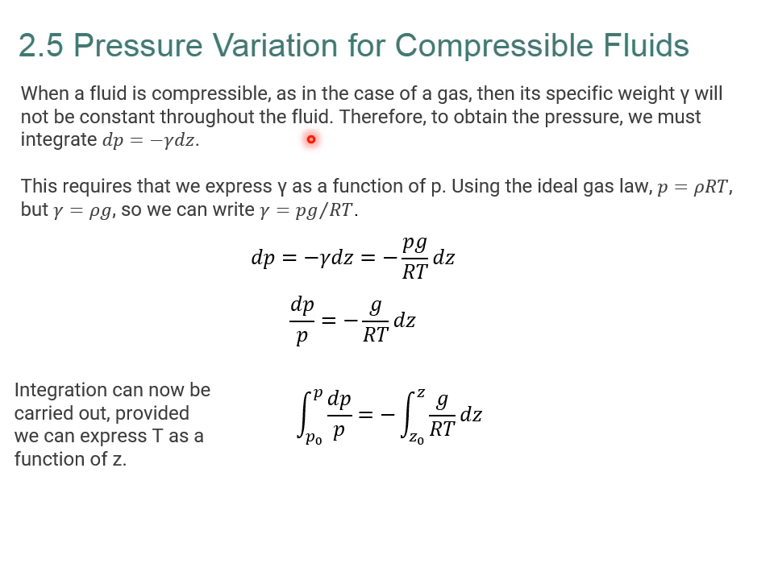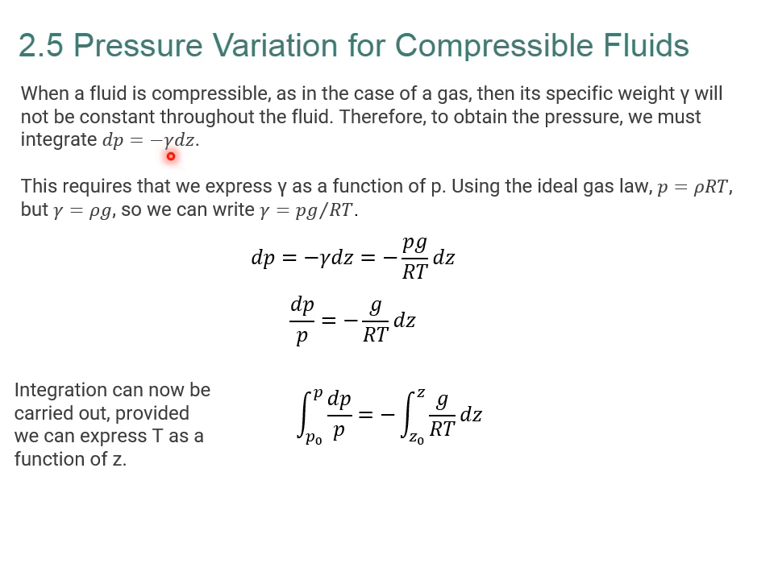When we have a fluid that is compressible, we have to go to much more extremes to actually be able to calculate the pressure difference. So, for example, in the case of a gas, its specific weight gamma will not be constant throughout the fluid. Therefore, to obtain the pressure, we have to integrate dP, which is equal to minus gamma dz. But this requires us knowing gamma as a function of pressure.